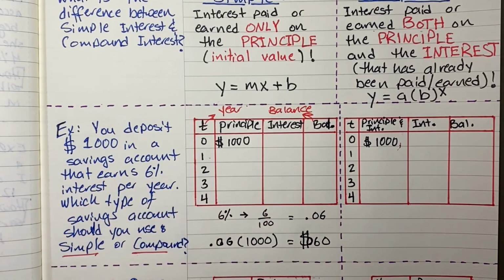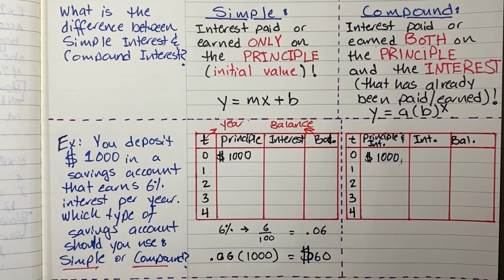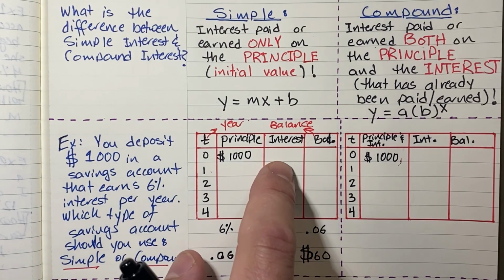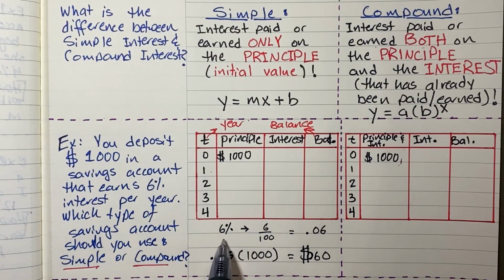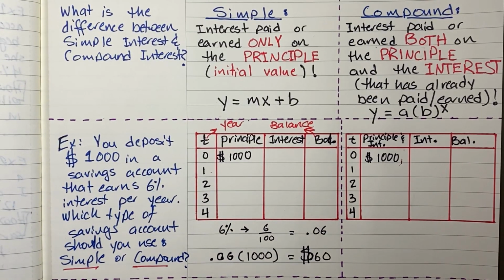So in this first one, this is going to represent our simple situation. Okay, in our simple situation, we know that at year 0, we have $1,000 in our bank account. This is our principal, our initial value, but we need to know how much interest is going to be added onto it. Okay, well, we know that there's 6% interest, right? But we can't represent this as a percentage. We need it as a decimal. So I know that this is just 6 over 100, which is 0.06.